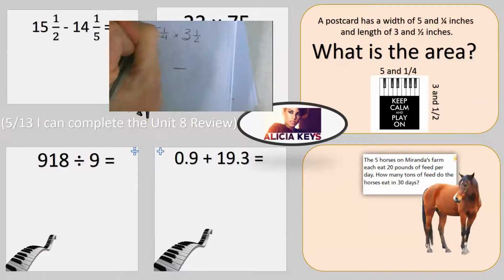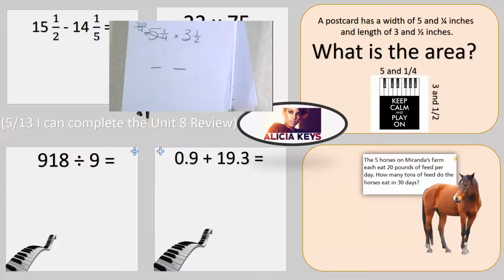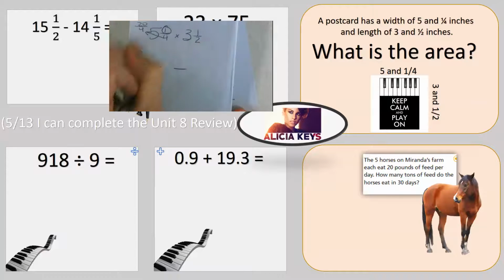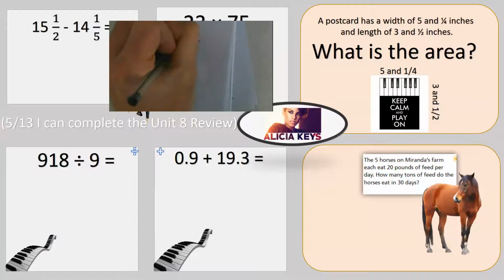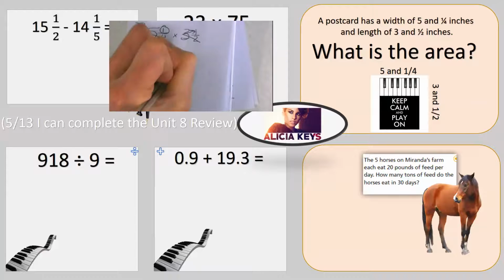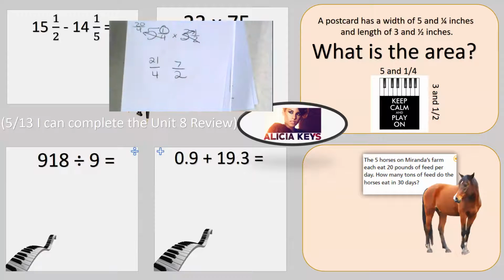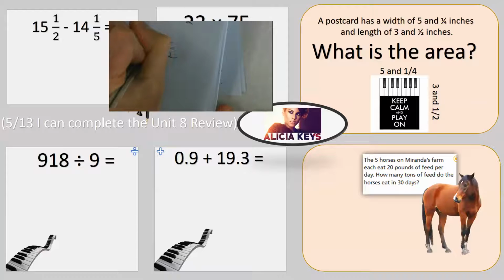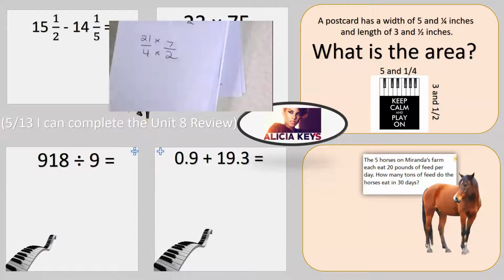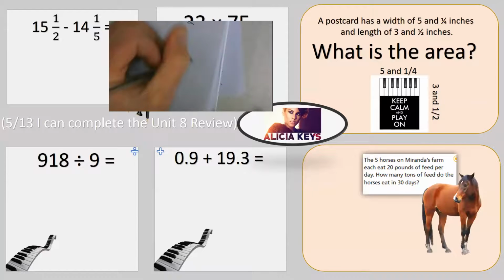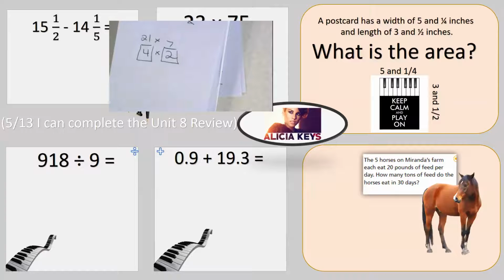So we can get rid of this whole number by turning it into fourths. 5 times 4 is 20. So 5 wholes is equal to 20 fourths. Plus the 1 is 21 fourths. So 5 1/4 is the same thing as 21 fourths. And then 3 times 2 is 6, plus 1 is 7, and that's 7/2. Now, what's cool about multiplying fractions is you don't have to give them the same denominator, because you're allowed to multiply the denominators. This is unique. You don't do this when you add or subtract. You only do it when you multiply.